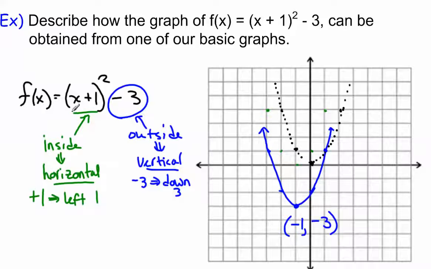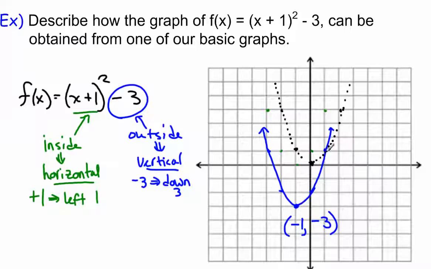Now, what I recognize is, and I wrote it over here so I could write on it, if I have an adding inside, that's going to be a horizontal shift, and because it's positive, it actually moves it backwards 1 unit. And then over here on the outside, we have this minus 3, so that's telling me it's vertically moving, and because it's a minus, it's going to go down 3. So what we're going to do is take this 0, 0 point and move it back 1 and then down 3 units. So my vertex goes from 0, 0 to negative 1, negative 3.